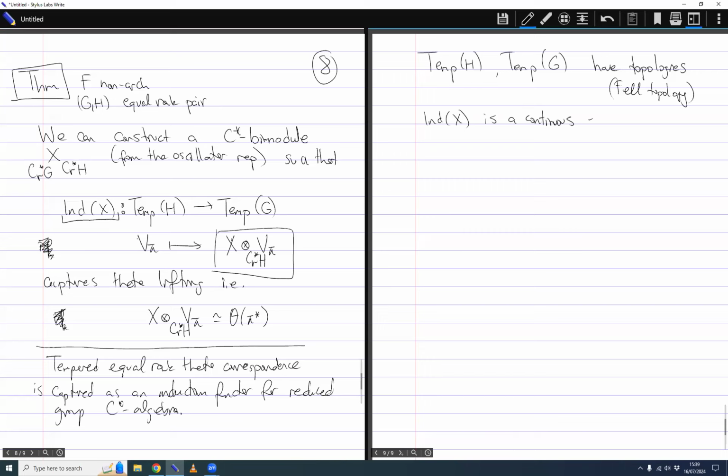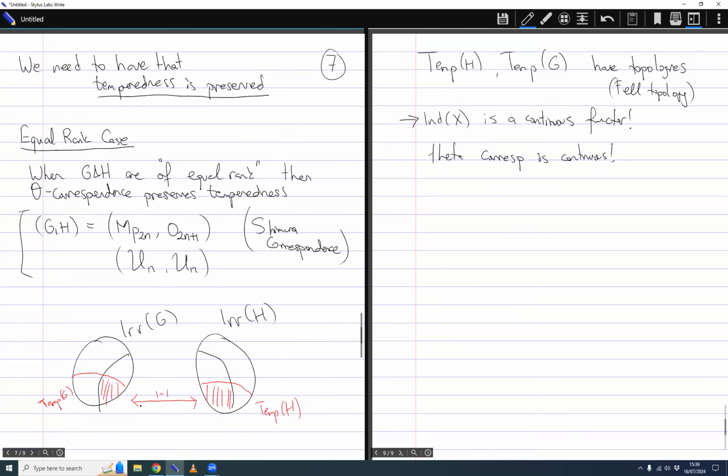This is a general fact for C-star algebra bimodules. Duals, the representation space of C-star algebras, have this nice topology and this kind of functor is continuous. So we see that the theta correspondence is continuous, meaning that it's actually a homeomorphism. If you care about the topologies, that also gives you extra information.